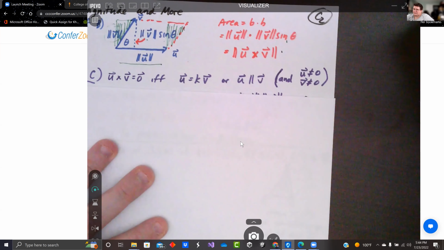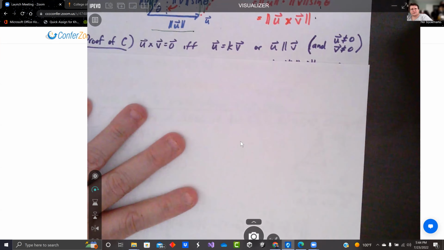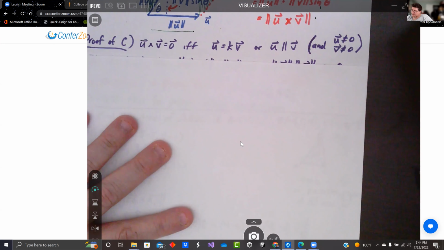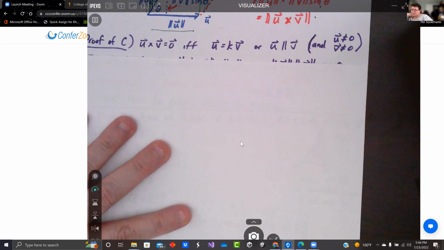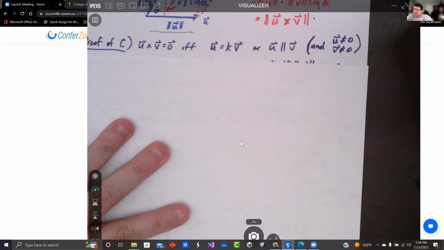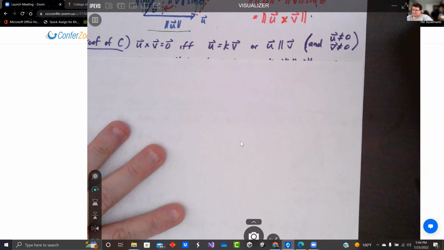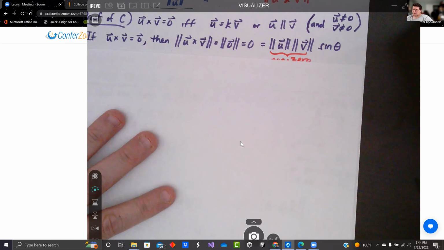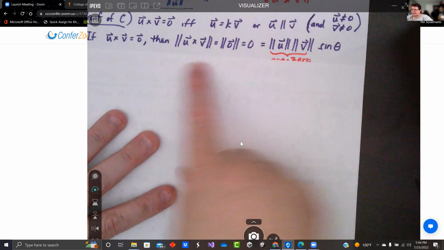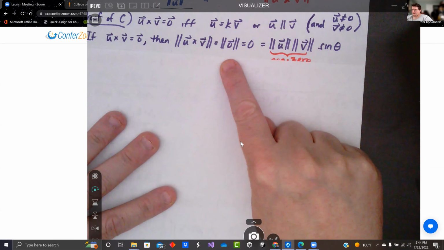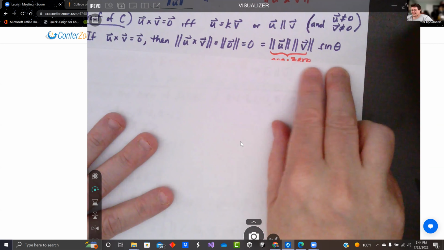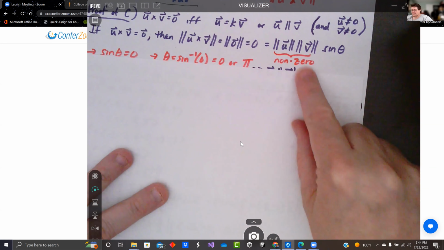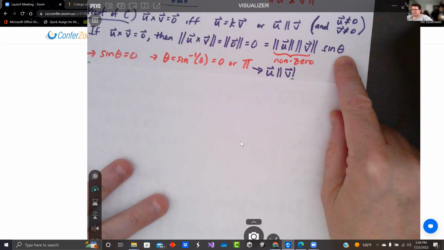Proof of C: if the cross product is 0, the two vectors are parallel or scalar multiples of each other. And we have to make the assumption that U doesn't equal 0 and V doesn't equal 0, because if it does, it's just going to zero everything out. So if U cross V equals 0, then the norm of it equals 0. And then we know the norm of it is the norm of U times the norm of V sine theta. The norm of the 0 vector is 0. Though, we know U isn't 0. We know V isn't 0. So sine theta has to equal 0.